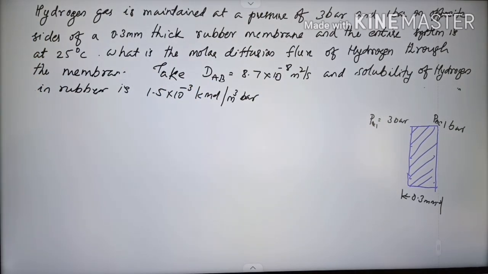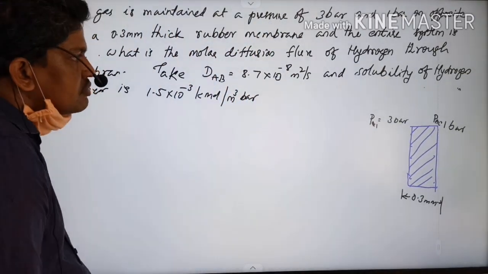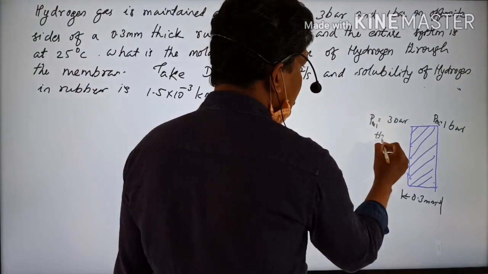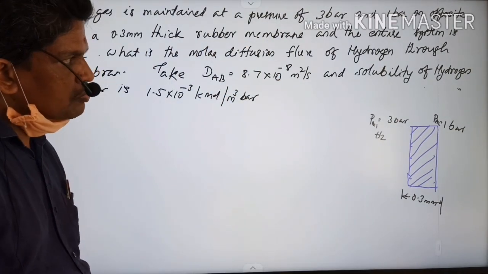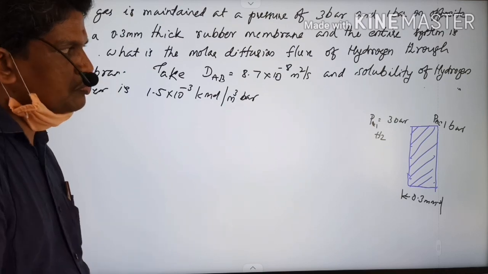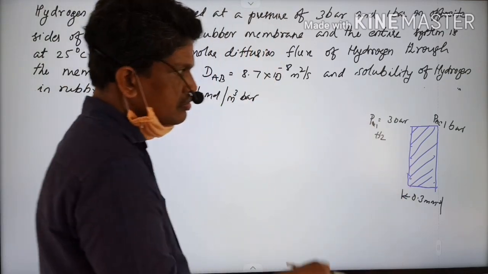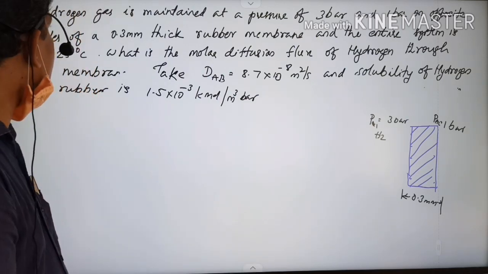Okay. So it's a case of plane slab. On one side we have the hydrogen at 3 bar, and on the opposite side the hydrogen is at 1 bar. Hydrogen only, so partial pressure is equal to the total pressure. That is the opposite side.